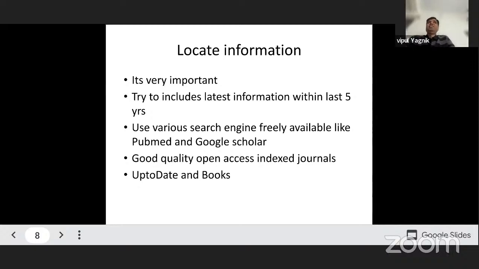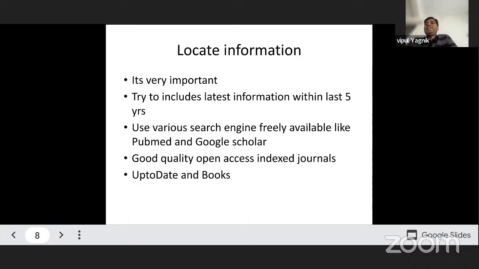Locate information. It is also very important where you are gathering the information from. There is a lot of material available online that may not be authentic. So you have to choose authentic material while gathering material for your literature review. Try to include the latest information, within the last 5 years.